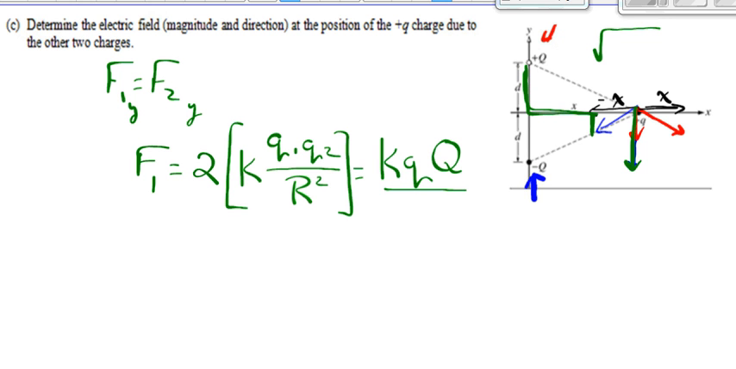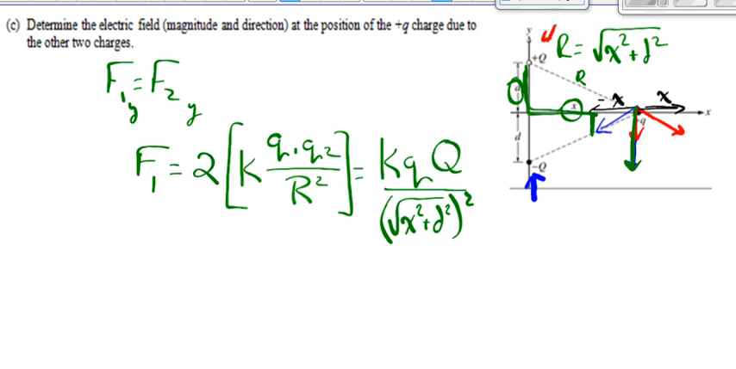Well, that's just Pythagorean theorem. That's a squared plus b squared equals c squared, but then you take the square root. So I'm going to plug that in on the bottom. And don't forget to bring that square along with it. And you can see that this now becomes k little q big Q over x squared plus d squared. But you're not done yet. Don't forget that 2, by the way.